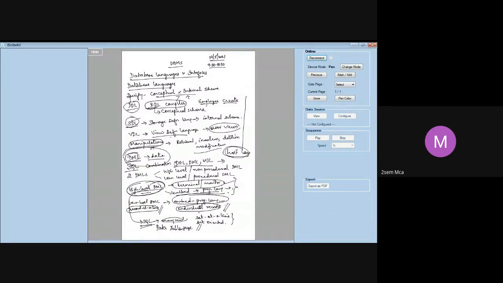Whereas with high-level DML, many records can be processed at the same time. That means a set of records can be processed, so you call it set at a time or set oriented. And whenever you embed a DML statement into a programming language, that language is called a host language. Your DML becomes the data sublanguage. You call it like that.